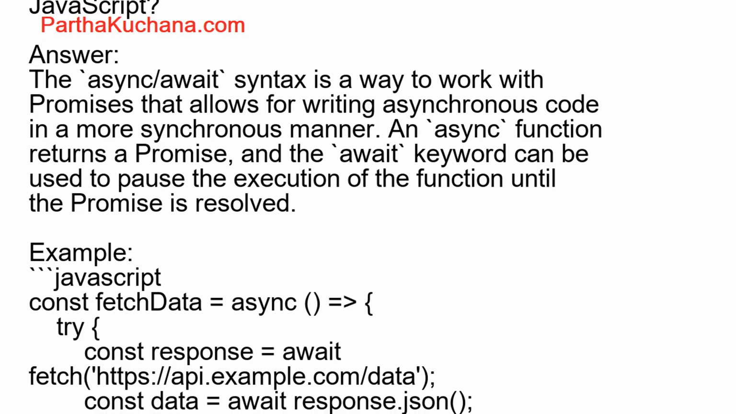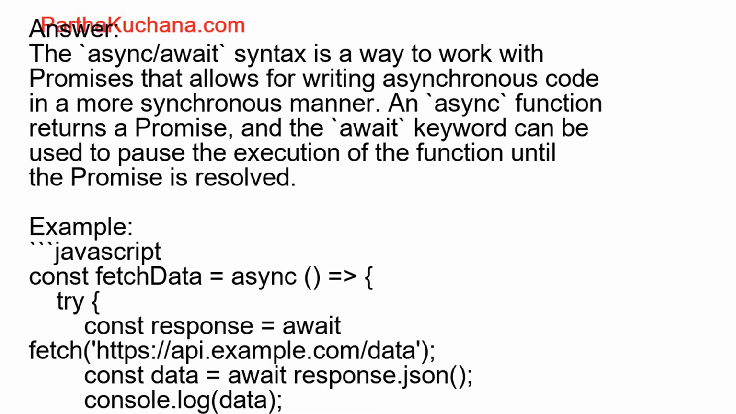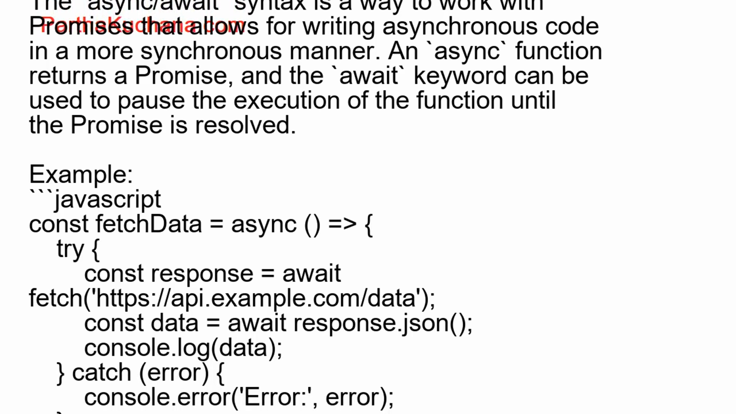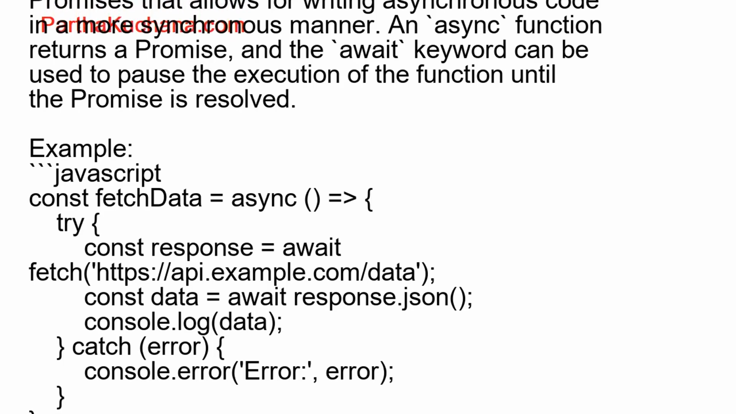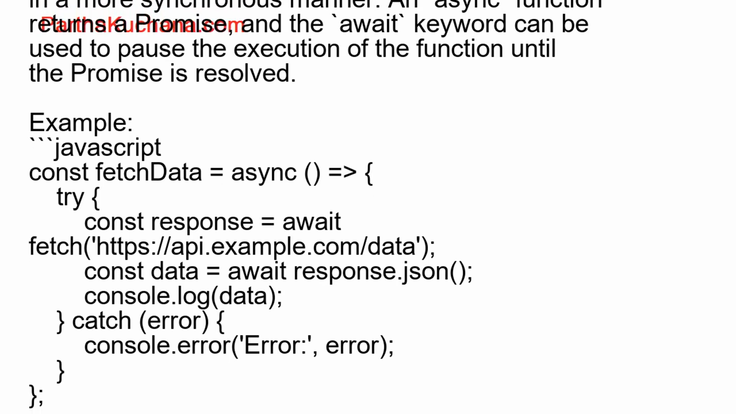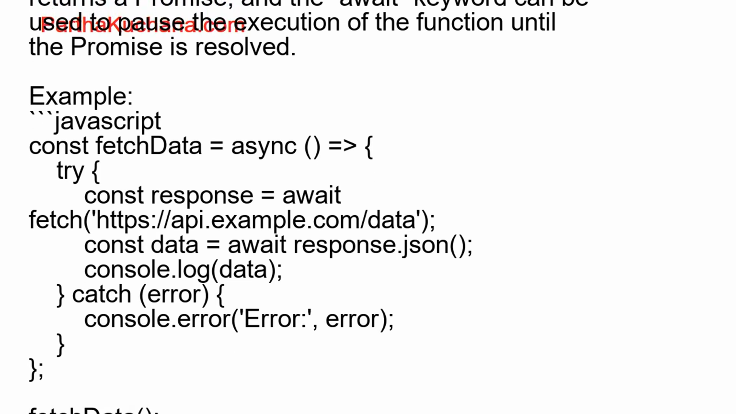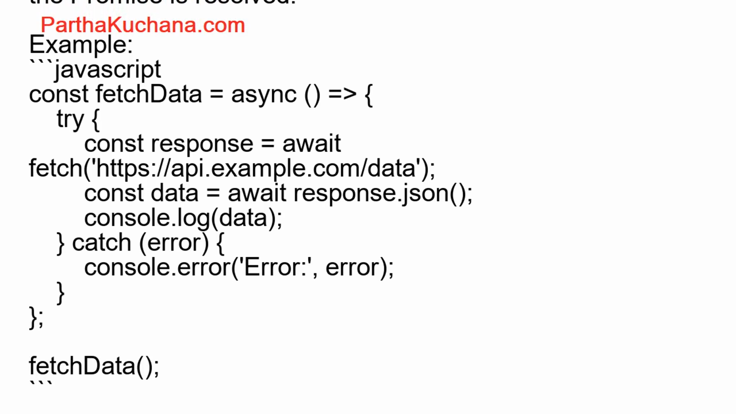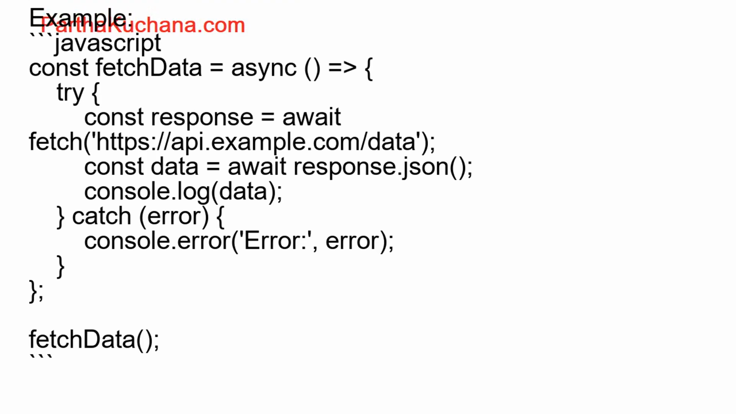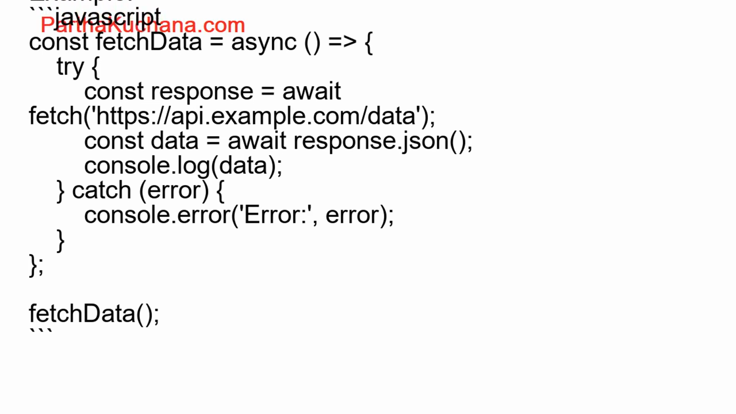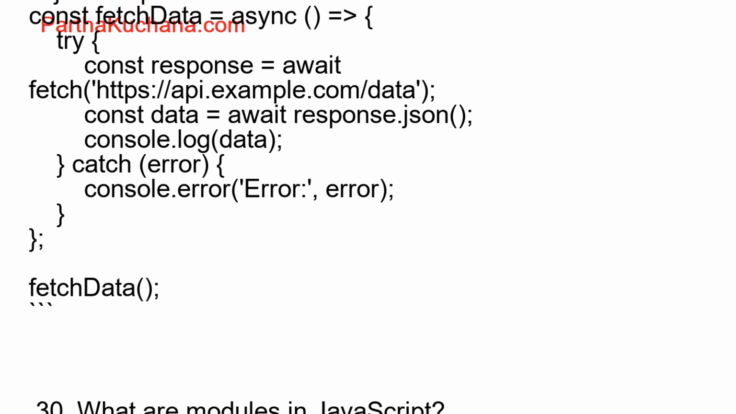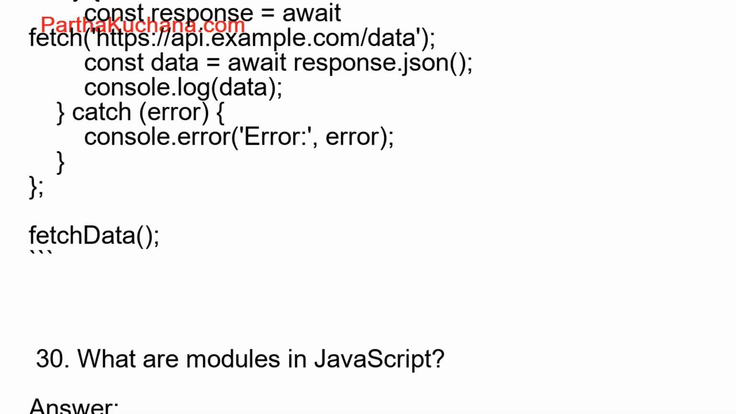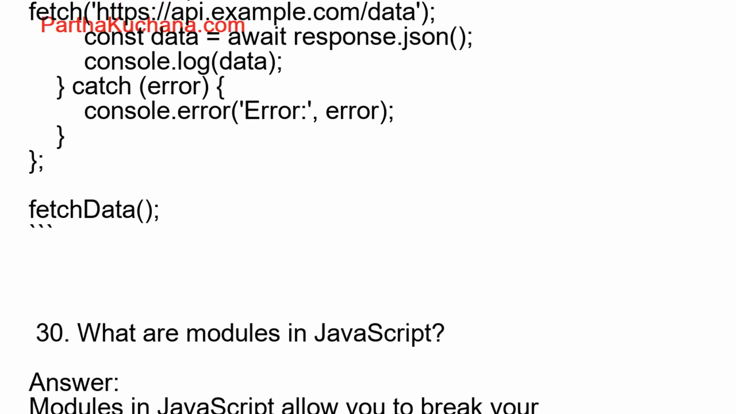2. Example: object destructuring. JavaScript. const person equals name, John, age, 30. const name, age equals person. console.log name // outputs John. console.log age // outputs 30.